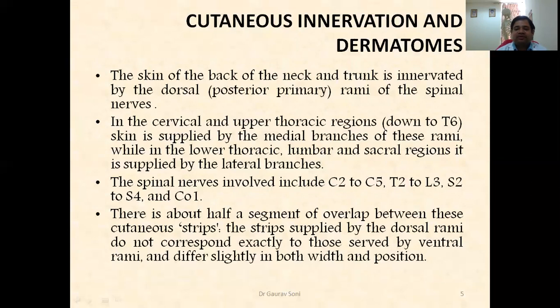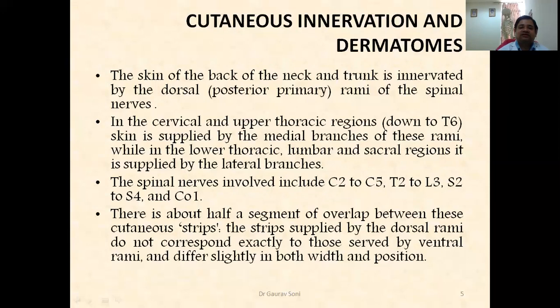So you might be remembering that C5, C6, C7, and T1 form the brachial plexus, and it gives supply to the upper limb. That's why there is a little bit of gap. It will be more clear in the next diagram. There is about half a segment of overlap between the cutaneous strips. The strips supplied by dorsal rami do not correspond exactly to those served by ventral rami, but there is a little bit of difference.